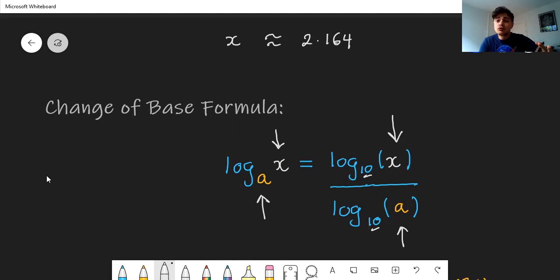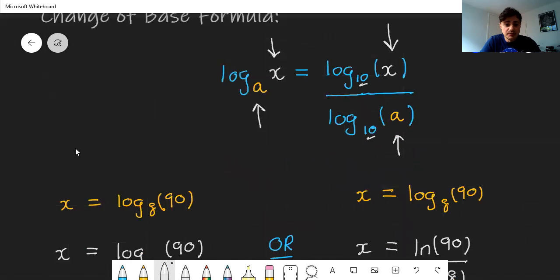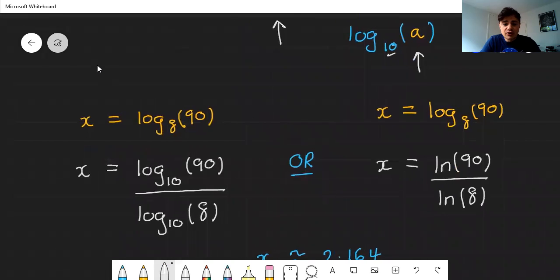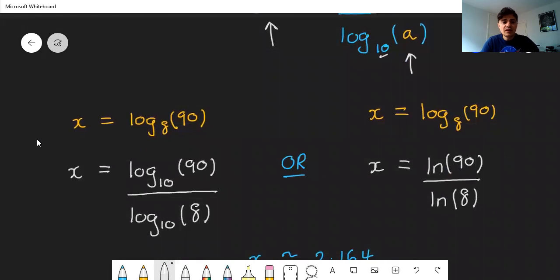If we apply this directly to the last problem that I just had on the screen, I've got 2 different alternatives here. x is equal to log to the base 8 of 90. So I've written it as a logarithm, but I want to change the base. That's what I've done here. So I just choose the base number I want, 10 in this case, and it'll be log to the base 10 of 90 divided by log to the base 10 of 8.